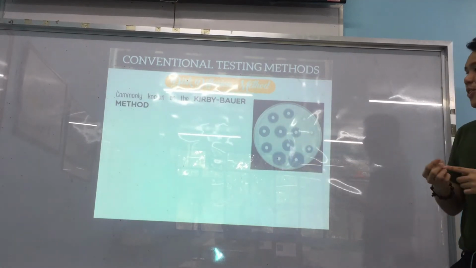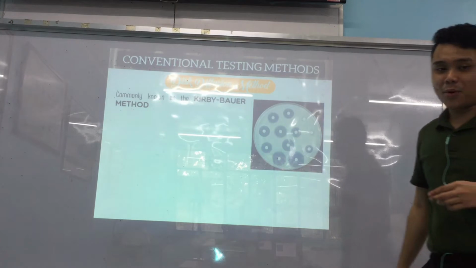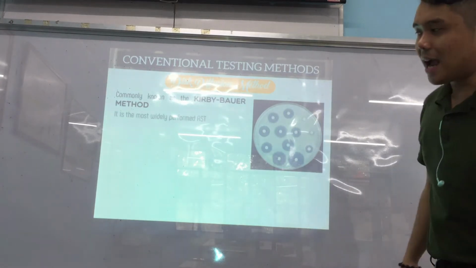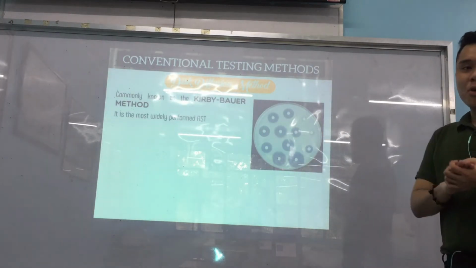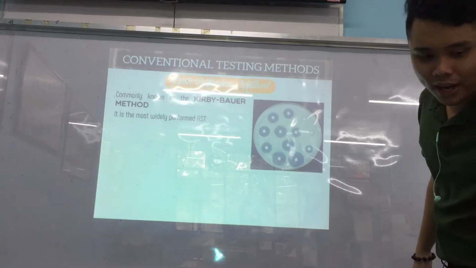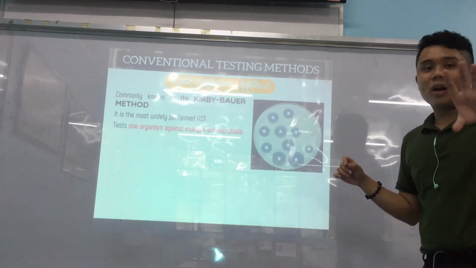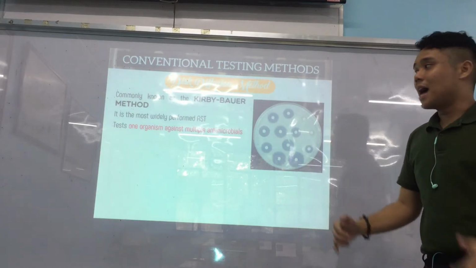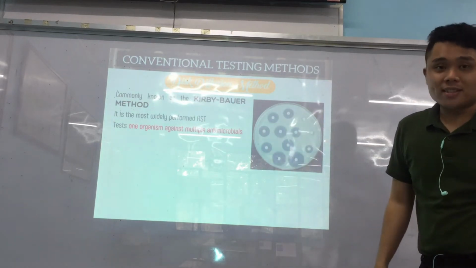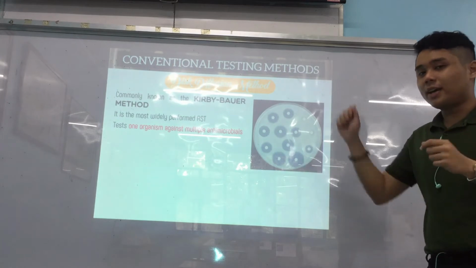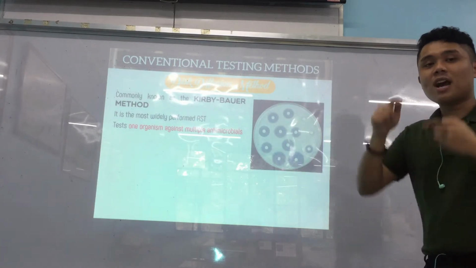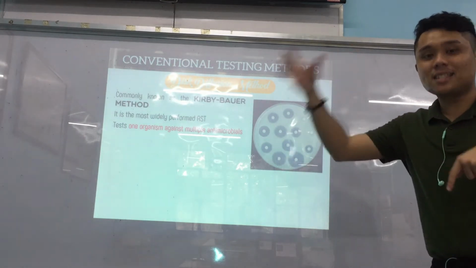So this is again your Kirby-Bauer method, or disk diffusion method. Again, it's considered to be the most widely performed AST method. And this method tests one organism against multiple antimicrobial agents. So we culture or inoculate one organism, but we test many antibiotics against it.